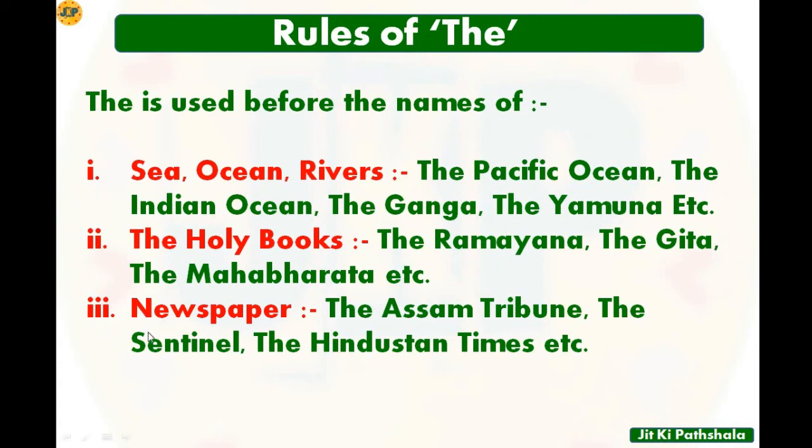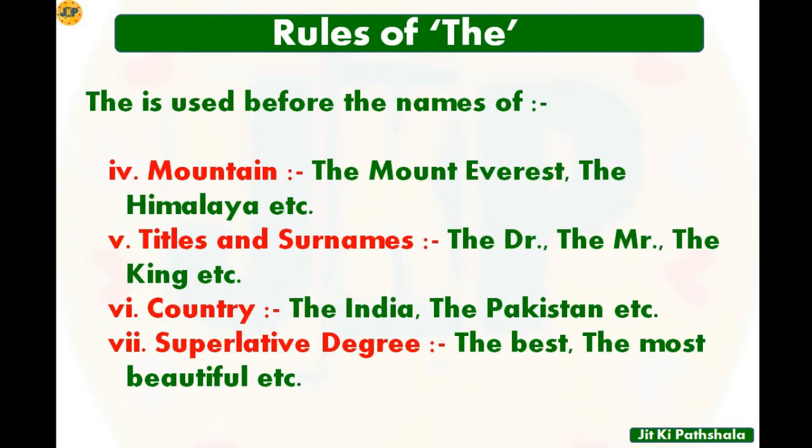Number 3, newspaper. Before the name of the newspaper, we use the. For example, the Assam Tribune, the Sentinel, the Hindustan Times, etc. Number 4, mountain. Before the name of the mountain, we use the. For example, the Mount Everest, the Himalaya, etc. Number 5, titles and surnames. Before the name of the titles and surnames, we use the. Example, the doctor, the Mr., the king, etc.